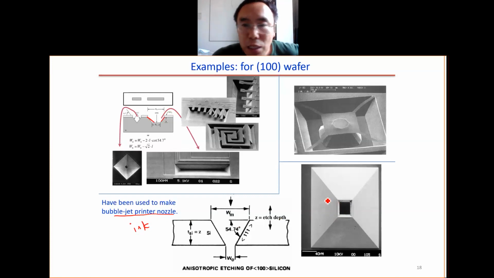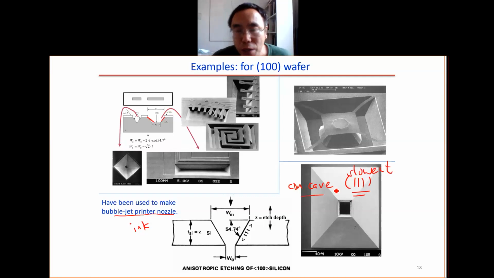But this is why we have the concave corners. When we have concave corners, the etching is limited by the slowest plane. So the plane is confined by the slowest etching plane, which is always 111. But for the convex corner, the etching plane will be the fastest plane. So for the convex, it is the fastest plane. For the concave, it is the slowest plane.